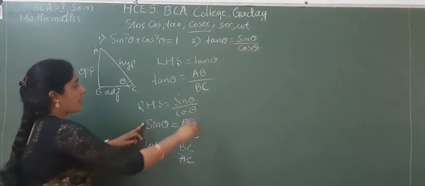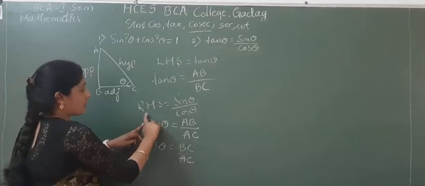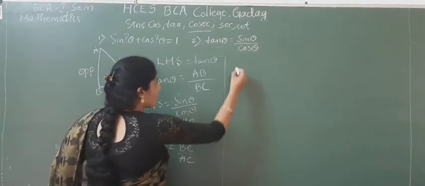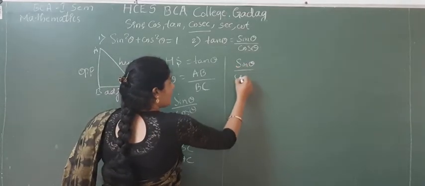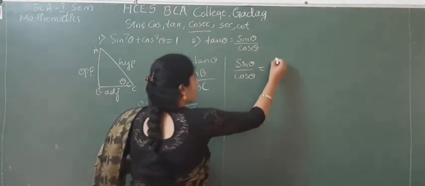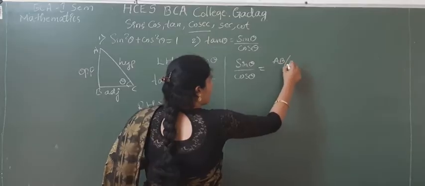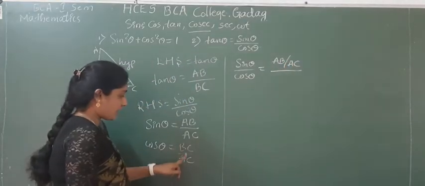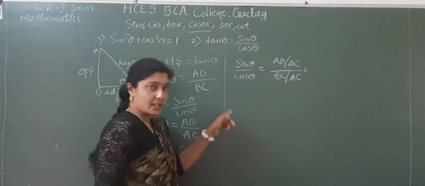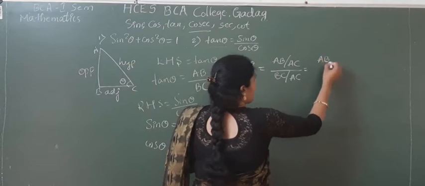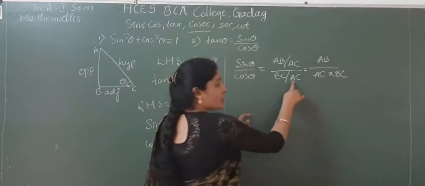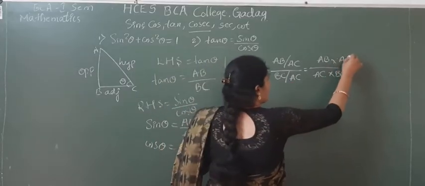Okay. Now, according to RHS, we have to divide these two. So, now, sin theta divided by cos theta is equal to what? Sin theta, AB by AC, AB divided by AC, divided by BC by AC. We can write this as AB divided by AC into BC, and this goes to the numerator, divided by AC.